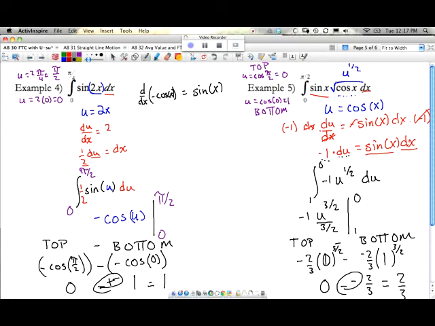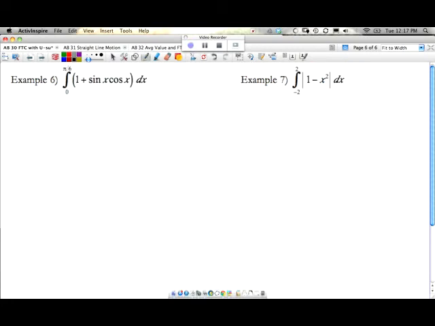Okay, let's see what else we got. Looks like we're finishing with one last set of examples here. So for example 6, we got some interesting things going on, but it's a lot easier than you would think. A lot easier. Okay, so let's see what's happening. I have a 1 and then a sine of x cosine x dx. I'm going to split this up into two pieces because I think that constant 1 is actually going to make this pretty straightforward, pretty easy for me.